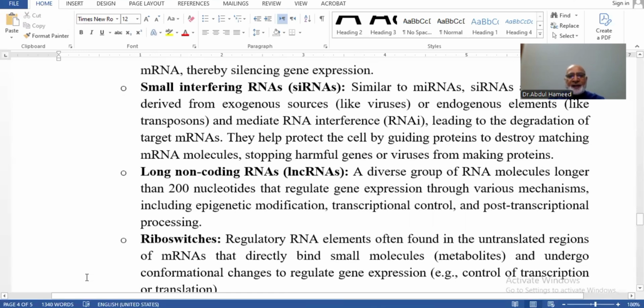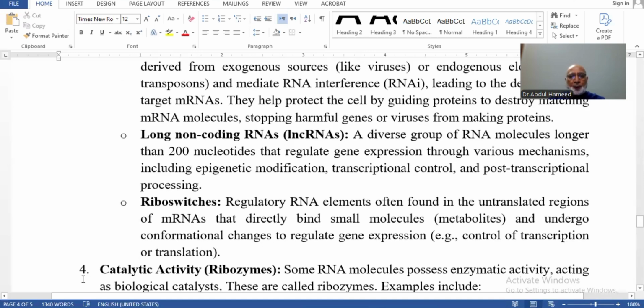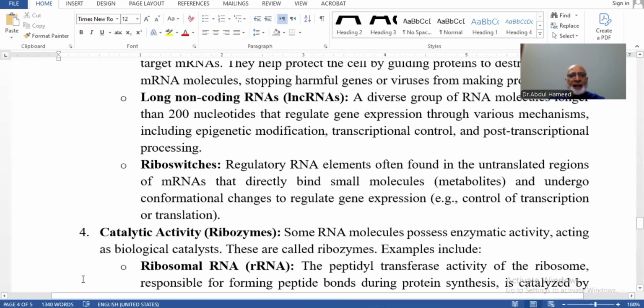Long non-coding RNAs are a diverse group of RNA molecules longer than 200 nucleotides that regulate gene expression through various mechanisms, including epigenetic modification, transcription control, and post-transcriptional processing. Then come the riboswitches, regulatory RNA elements often found in the untranslated region of the messenger RNA that directly bind small molecules, metabolites, and undergo conformational changes to regulate gene expression and control transcription or translation factors.